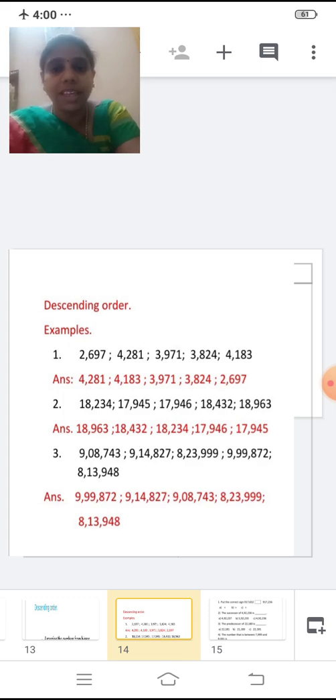So compare the hundreds place. Hundreds place is also the same. Now compare the tens place. Tens place is also the same. Now compare the ones place. The second number has 5, the third number has 6. Which is bigger, 5 or 6? 6, right? So 17,946. Next is 17,945. Shall we move on to the next example? Yes.